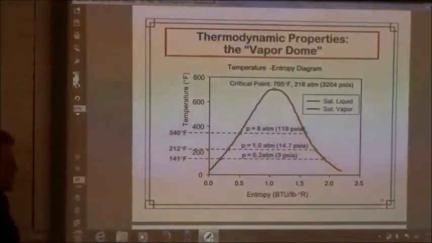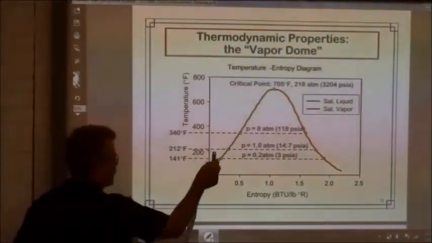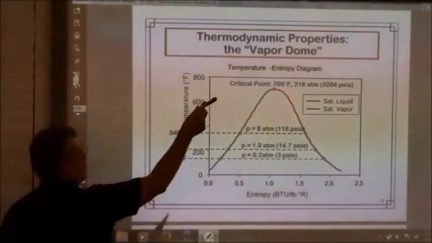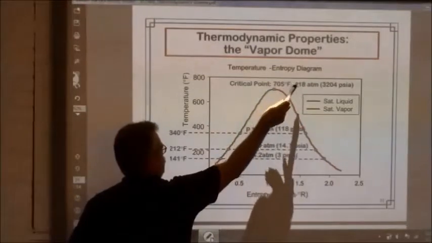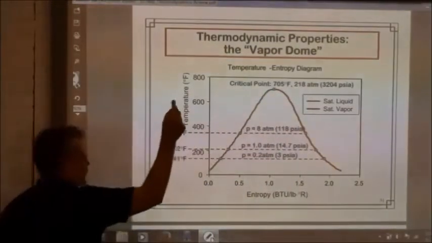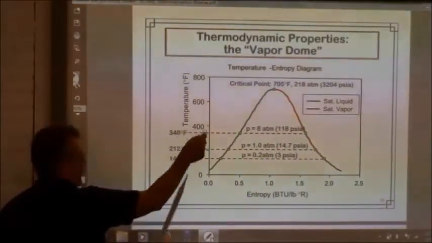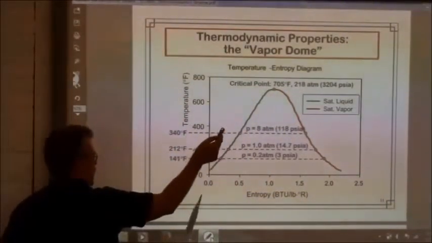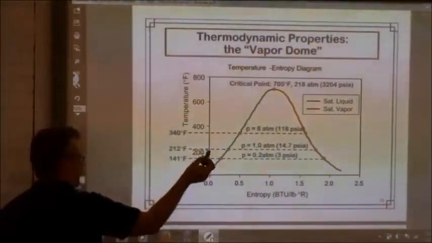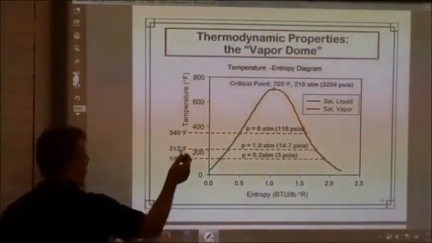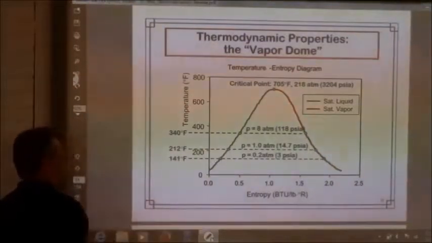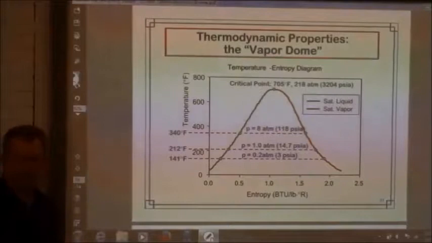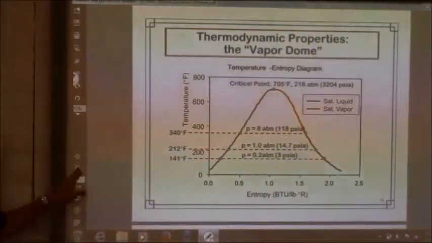Okay? So here's another example. This is in the English system of units. So you've got your critical point at 705 degrees Fahrenheit, 218 atmospheres. And again, as we go to different temperatures, you can see at 8 atmospheres, you're at 340 degrees Fahrenheit, at 1 atmosphere, 212.2, down to 141. So you can work either in SI units or English system of units.